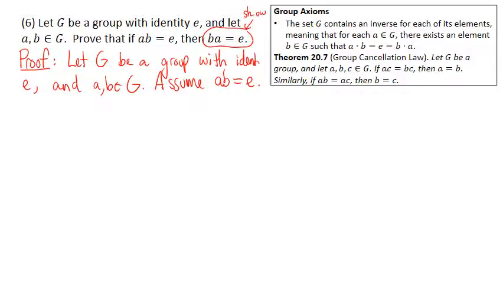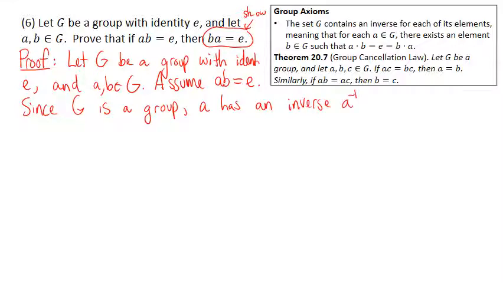Okay. So what can I do here? Let's see. Well, I have that A times B equals E. And normally the only time you get E from multiplying two elements together is if the two elements were inverses. So what I'm going to use is the fact that, since G is a group, A has an inverse, and I'm going to call A's inverse A inverse, such that A times A inverse equals E. So that's just a definition of an inverse.